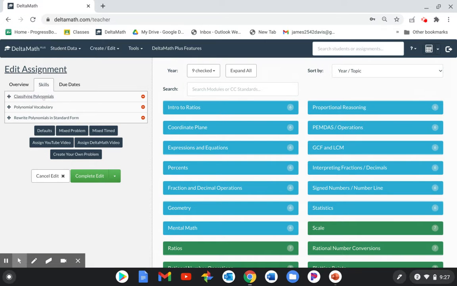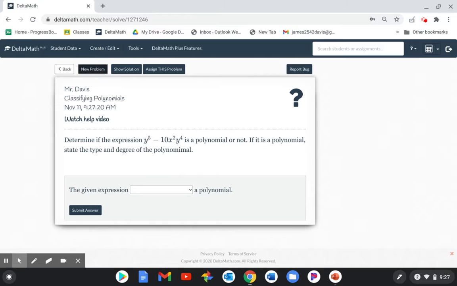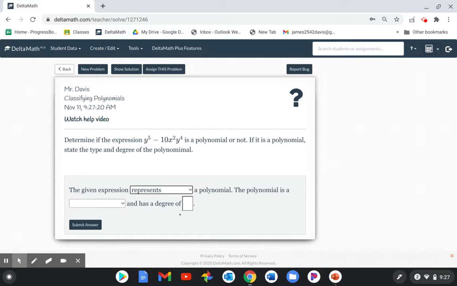All right, so let's look at our first activity we're going to do here, and that's classifying polynomials. So let's take this first given one here. It says determine if this expression, y to the 5th minus 10x squared y to the 4th, is a polynomial or not. So that's the first thing. What we're going to look for is whether all of the exponents are positive integers, meaning positive whole numbers. And yes, they are. Y to the 5th, x squared, y to the 4th. Yeah, they're all positive whole numbers, so it's good. So it does represent a polynomial.